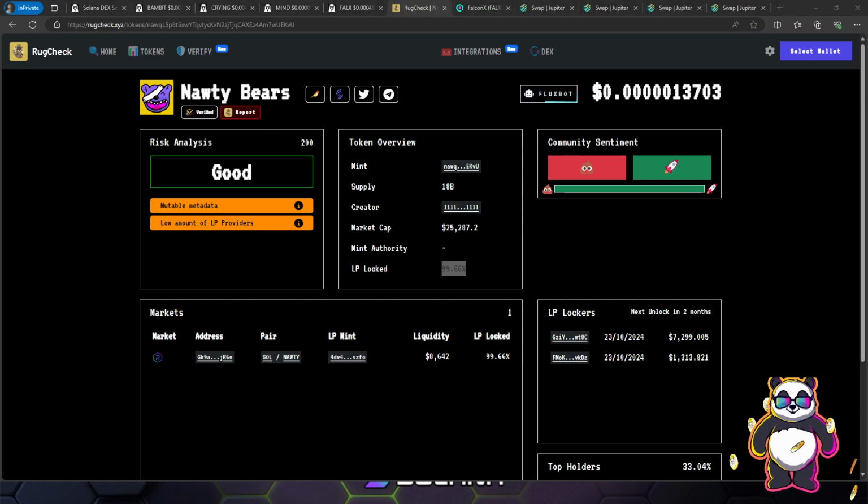So that's it. Now let's just talk about liquidity pool tokens, and at first, don't mix liquidity pool tokens and liquidity pool.